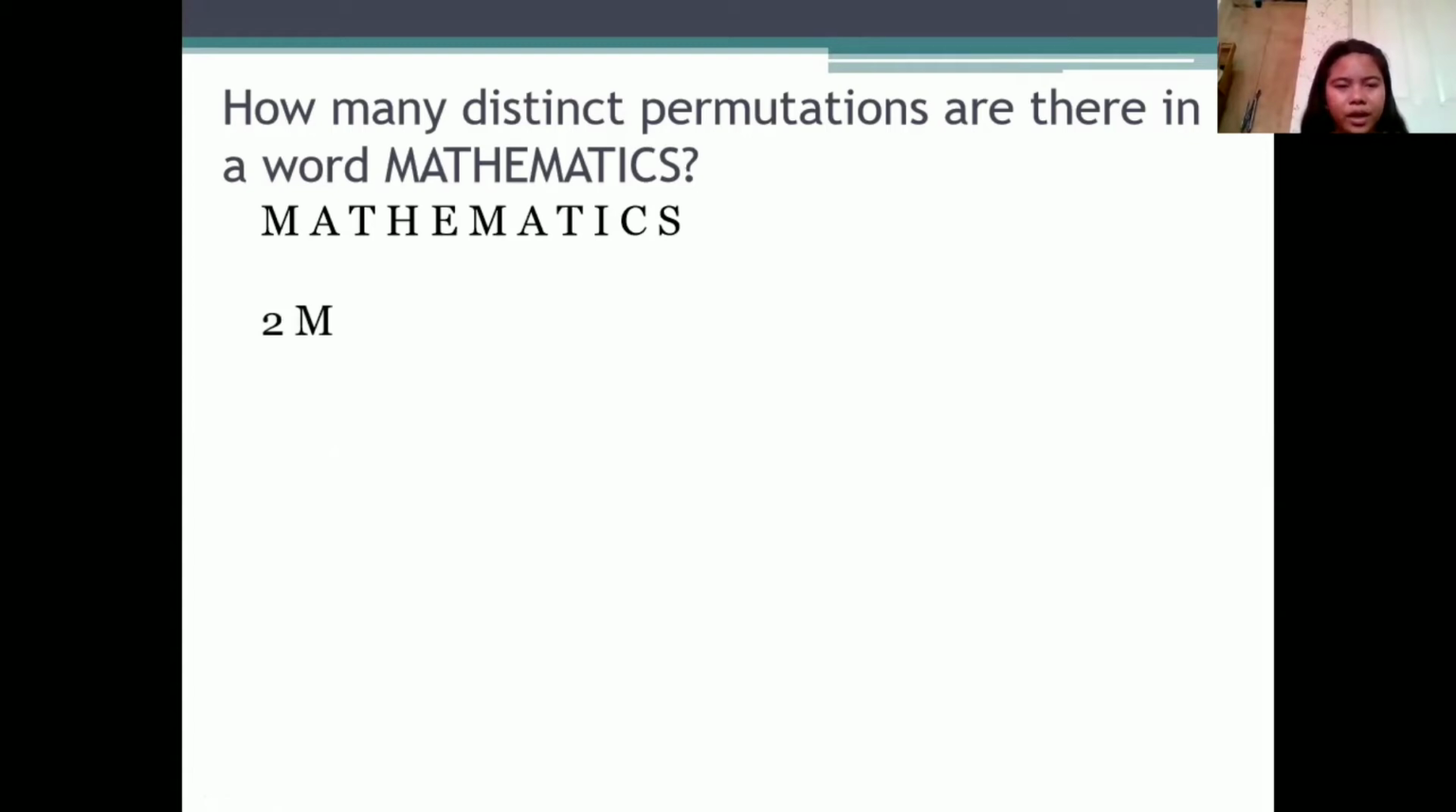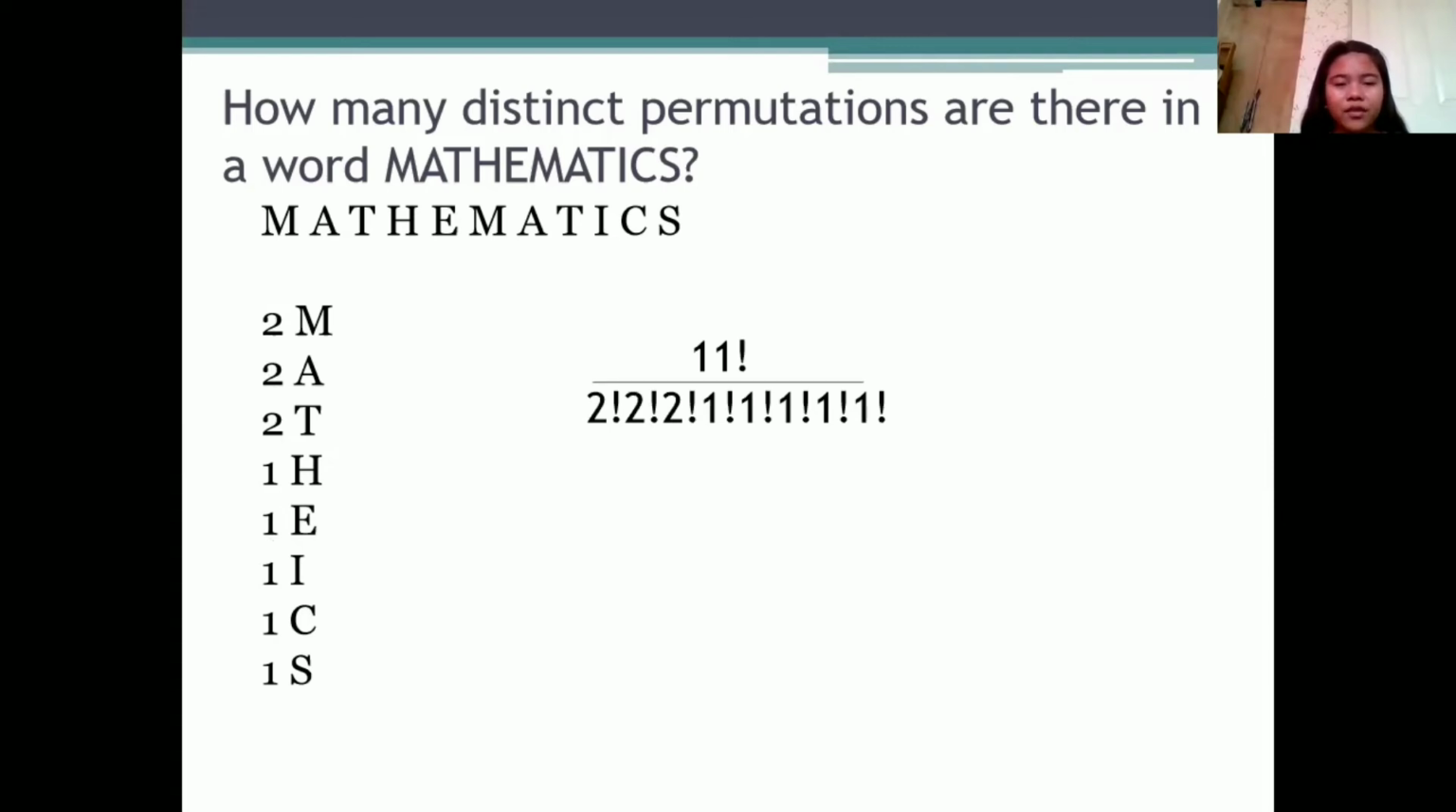So let's count how many M: 2 M, 2 A, 2 T, 1 H, 1 E, 1 I, 1 C, and 1 S. Let's total: 2, 4, 6, 7, 8, 9, 10, 11. Okay, so there are 11 characters. So our n is 11.